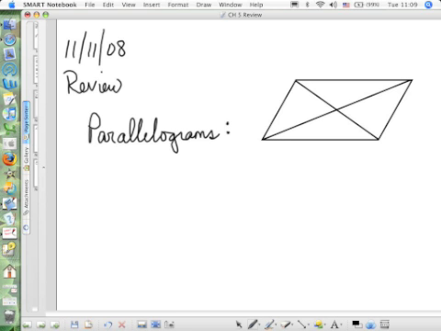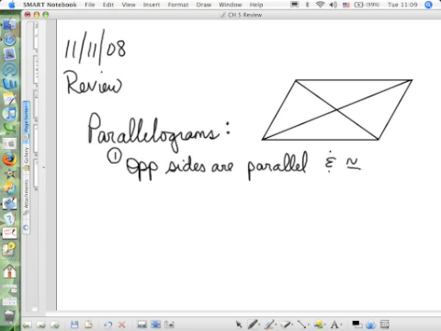Okay, so we're going to talk about all the things we know about parallelograms. The first thing we know is that opposite sides are parallel and congruent. All right, so let's mark that.